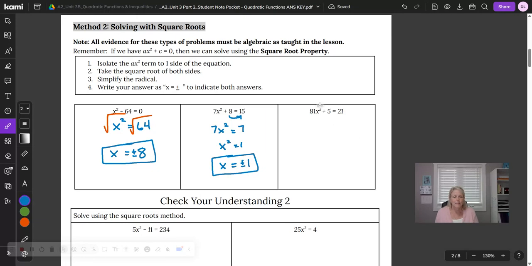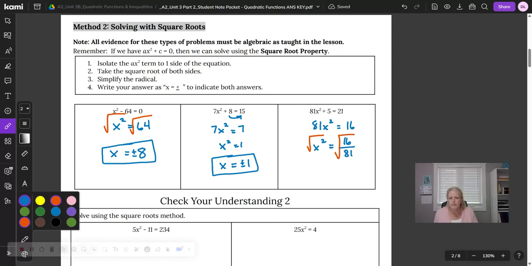Okay, last one. Again, here's my x squared term, so I'm going to subtract 5 from both sides to isolate that. 21 minus 5 is 16. Then we're going to divide both sides by 81, so x squared equals 16 over 81, and then we are going to take the square root of both sides. In this case, guys, remember your rules for radicals. You can do the square root of the numerator over the square root of the denominator, or the square root of the fraction. Okay, and then this is where Desmos might come in handy.